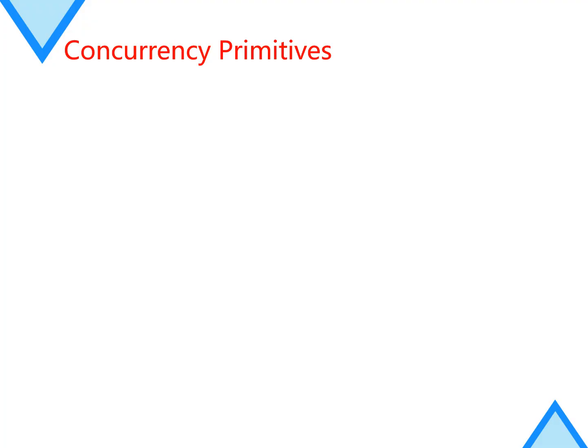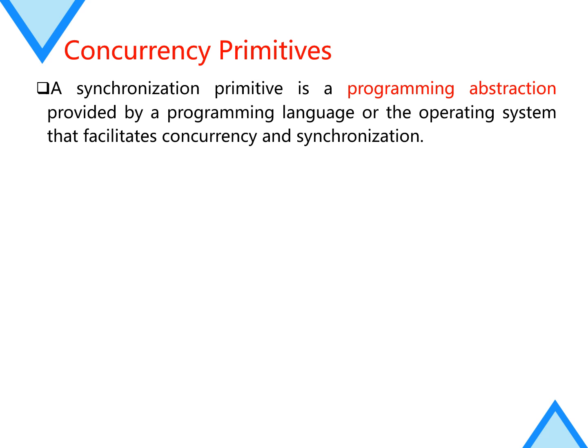So today we are going to discuss concurrency primitives. In operating system we say concurrent processing, but in programming or in software construction we say multi-threading or concurrent thread processing. Actually in concurrency we have to synchronize multiple threads in order to allow multi-threading. So a concurrency primitive is a synchronization primitive, and it is a programming abstraction.